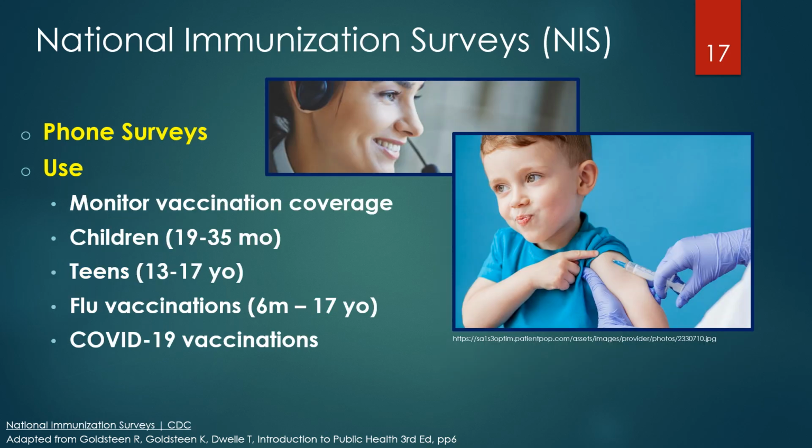National Immunization Surveys, NIS. These are phone surveys used to monitor vaccination coverage among children 19 to 35 months and teens 13 to 17 years, flu vaccinations for children 6 months to 17 years, and COVID-19 vaccination for children and teens in eligible age groups and for adults 18 years and older.